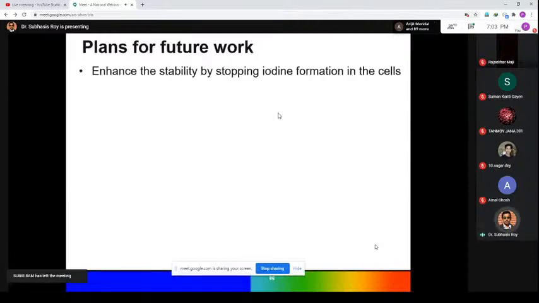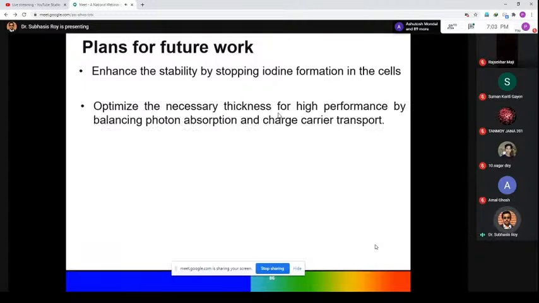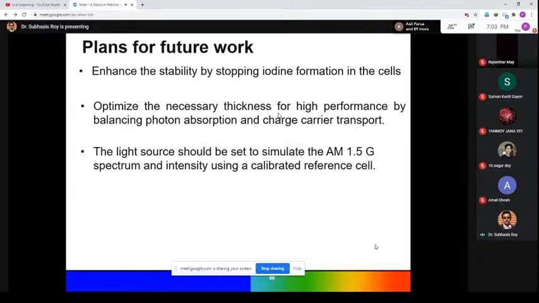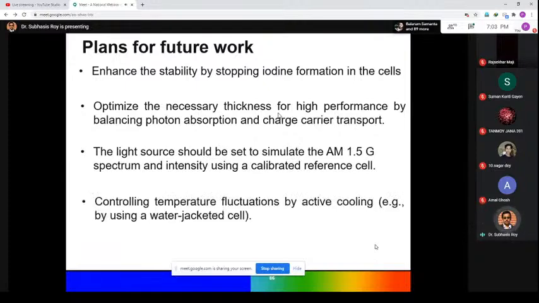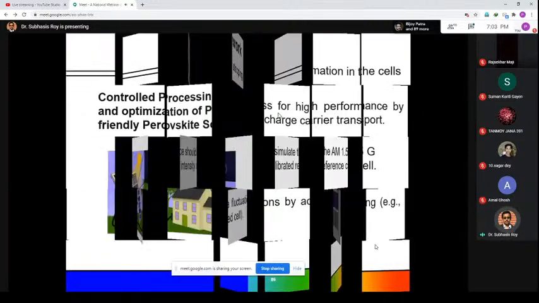That is the future plan of this research: to enhance the stability by stopping the iodine formation because of degradation happening in the systems, optimizing the necessary thickness for high performance, setting the light source in the simulator at a fixed level, and finally controlling the temperature fluctuation by activating cooling systems.